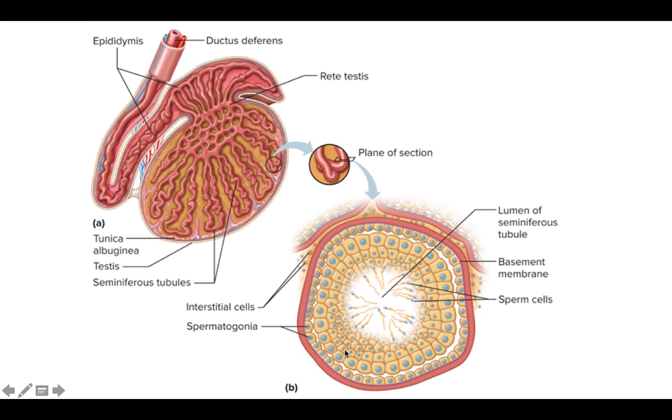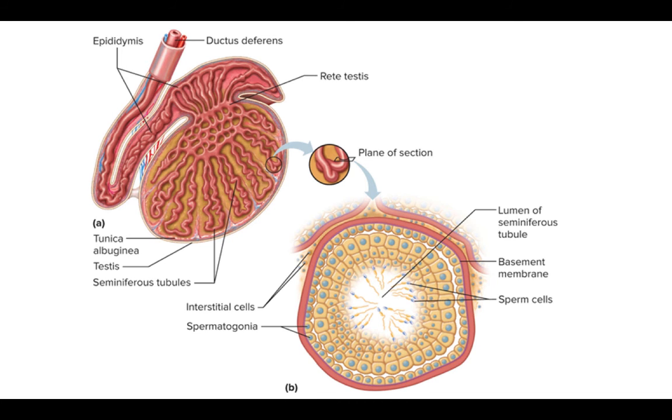And so these sperm cells, as they move towards the lumen, are going to mature, and at the very center of the lumen of the seminiferous tubules, that's where you're going to have the actual mature sperm cells that have developed the flagellum and the midpiece with the mitochondria, all of which we're going to talk about.